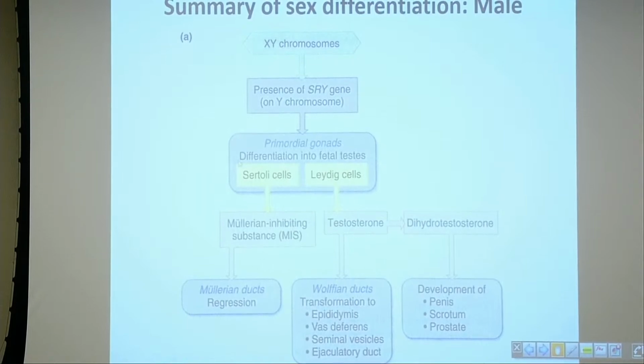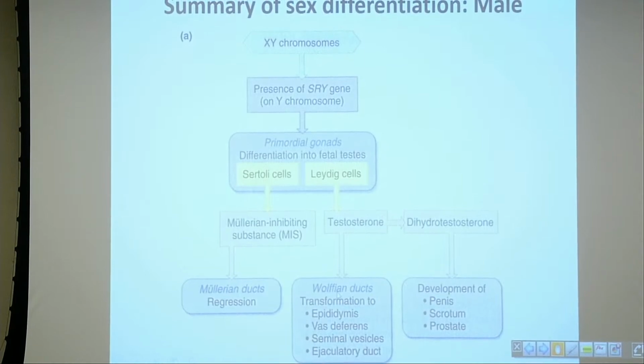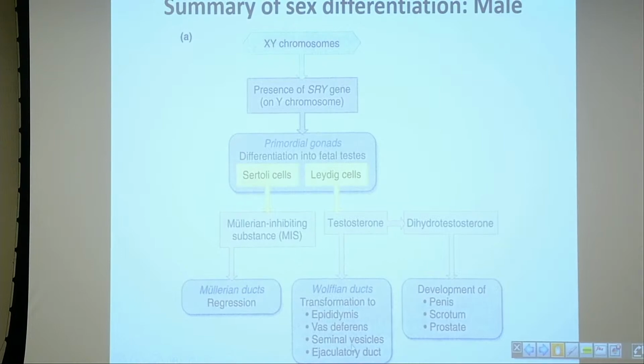So through the action of Leydig cells, testosterone will be produced in the fetal testis, and this testosterone will be responsible for the Wolffian duct to be transformed into the different parts of the male reproductive system.